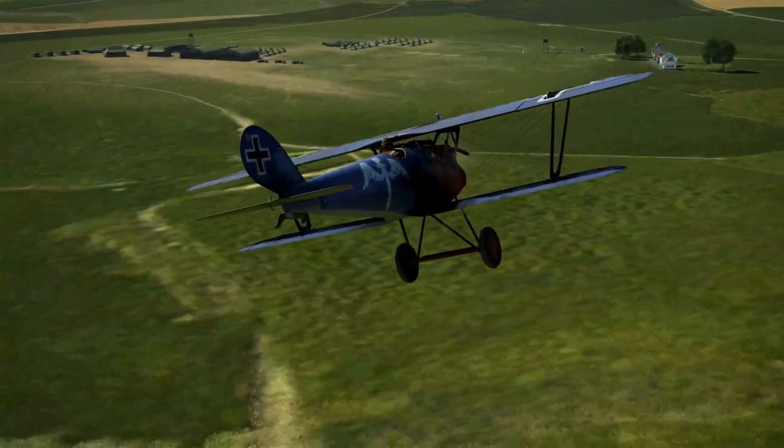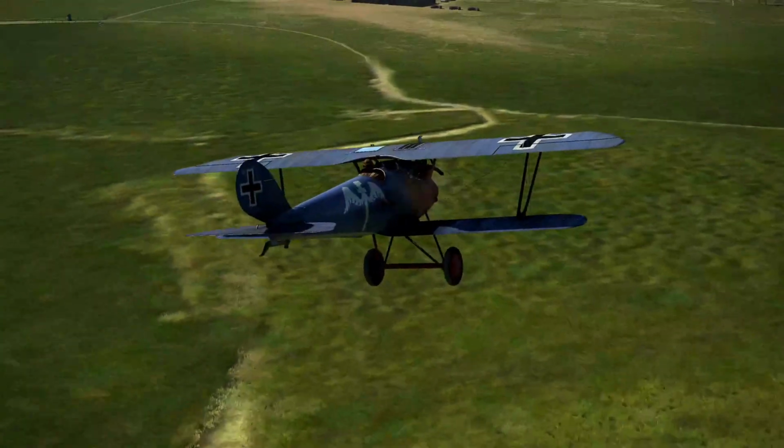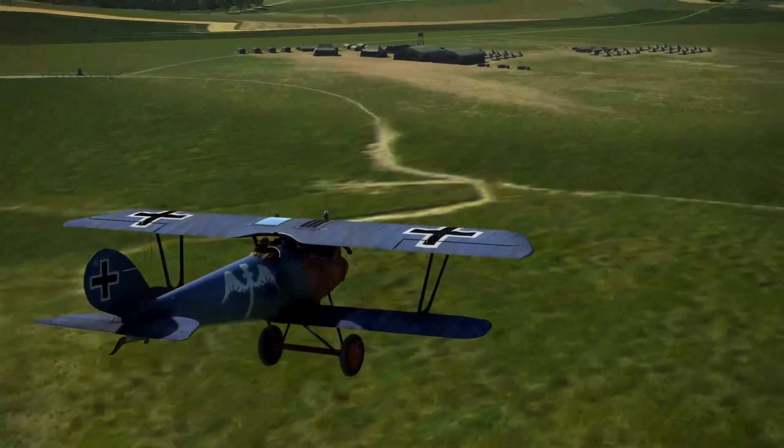And in lesson 4, we'll look at doing some more advanced flight maneuvers so you get comfortable with flying the airplane.